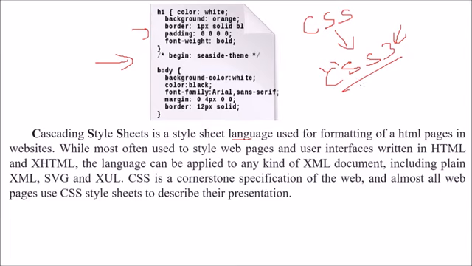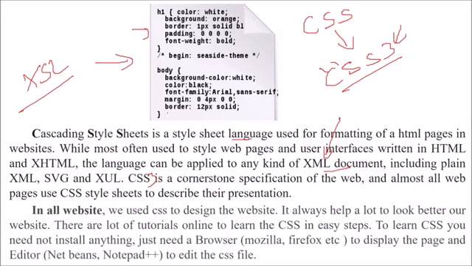Most often, this is used to style web pages and user interfaces which are written in HTML and XHTML. This language can also be applied to any kind of XML document, including plain XML, SVG, XUL. Though an XML document has its own styling. So CSS is now a cornerstone specification, specifically this CSS3. In almost all web pages, they use CSS style sheets to describe their presentation.